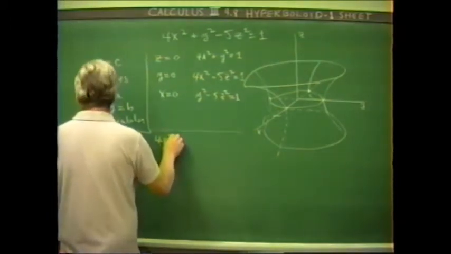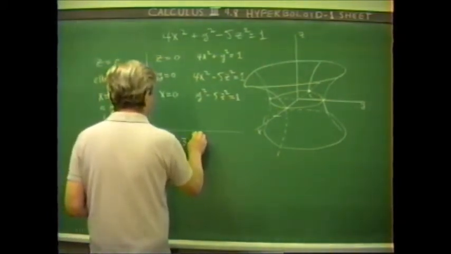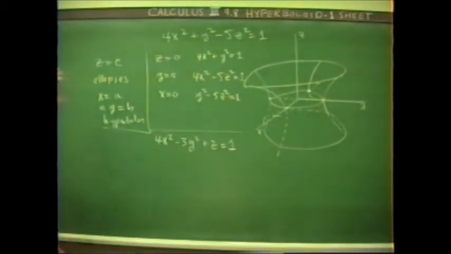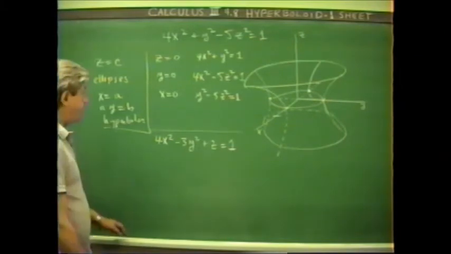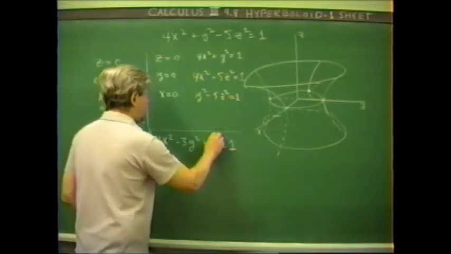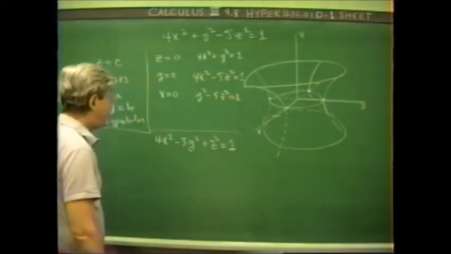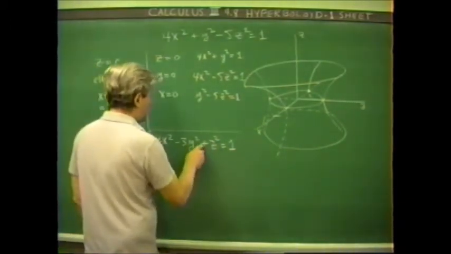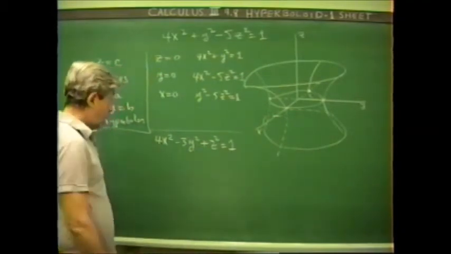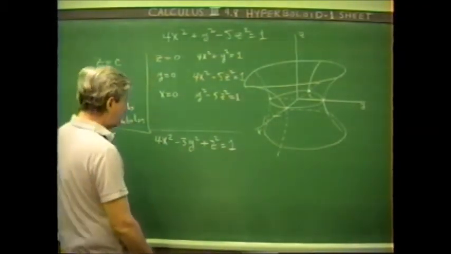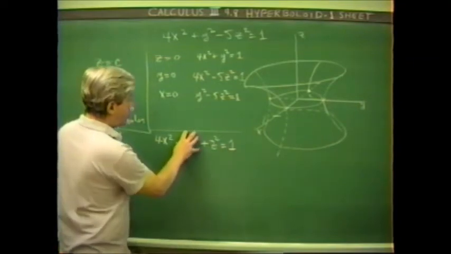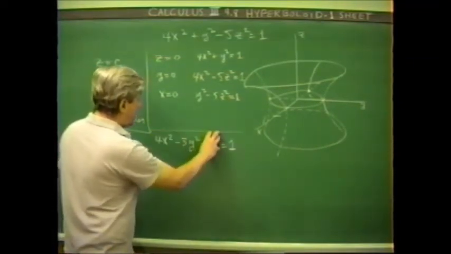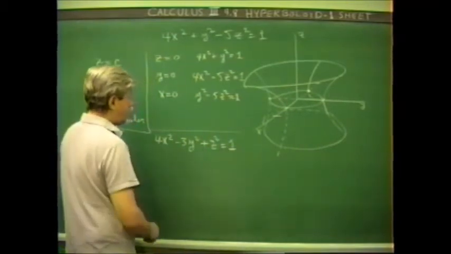We'll say 4x squared minus 3y squared plus z squared is equal to 1. Okay. Right. This is also going to give us a hyperboloid. You can almost see this. When y is 0, we're going to get ellipses. When x is equal to 0, we're going to get hyperbolas. When z is equal to 0, we're also going to get hyperbolas.